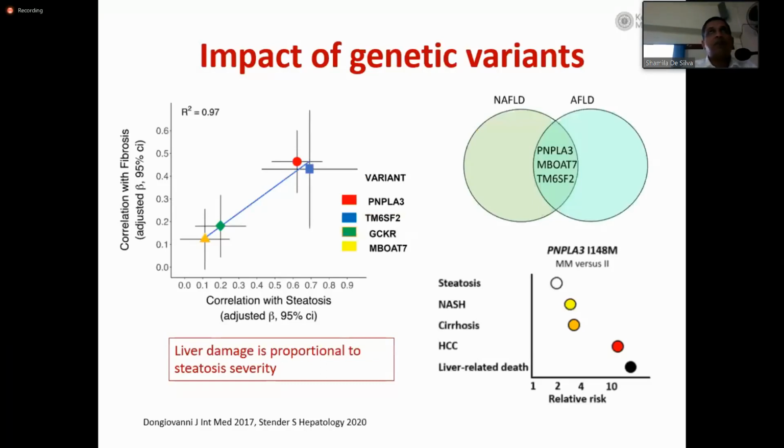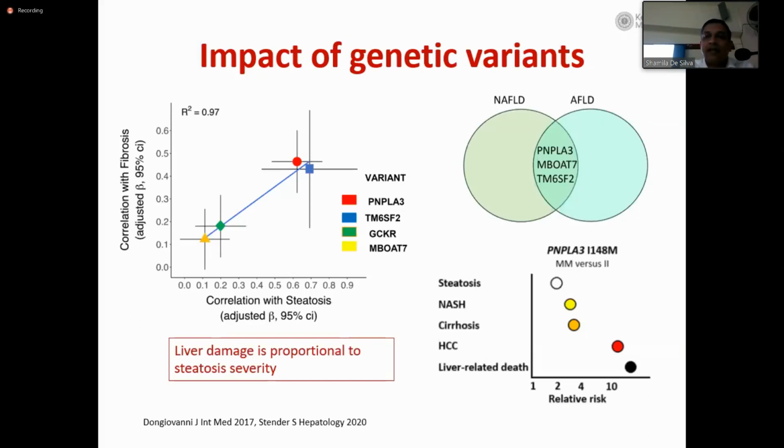We also know from studies that certain genetic variants are important in the pathogenesis, and usually the ones that are identified are single nucleotide polymorphisms. There are 3 that are important: PNPLA3, MBOAT7, and TM6SF2, which are common to both non-alcoholic and alcoholic fatty liver disease. The presence of these variants will result in increased liver damage that is proportional to the steatosis severity.